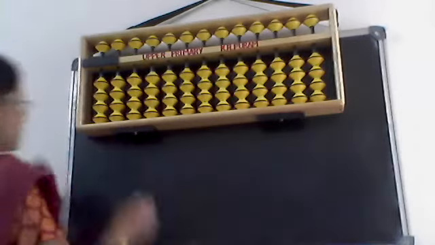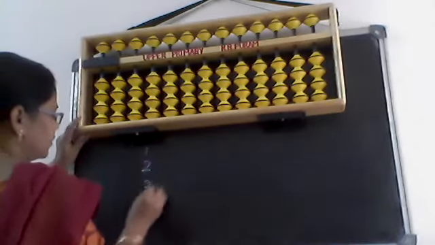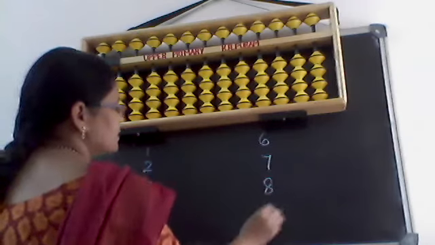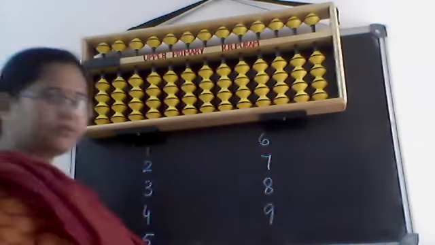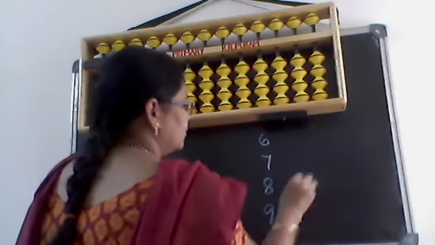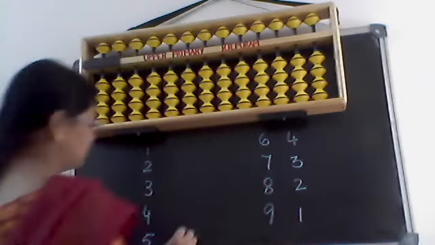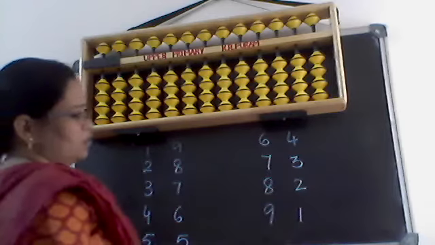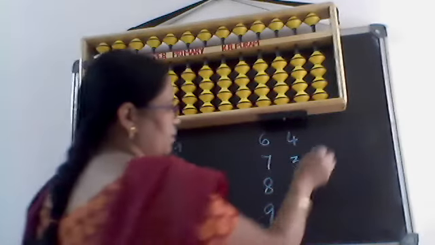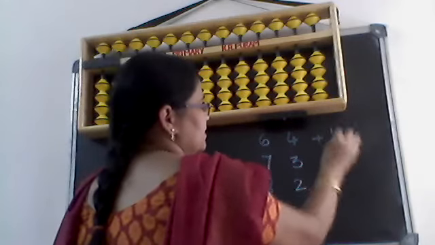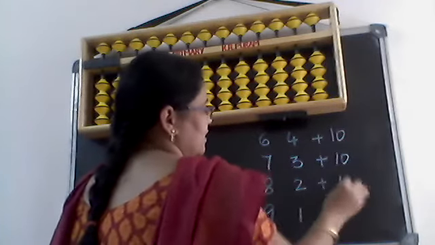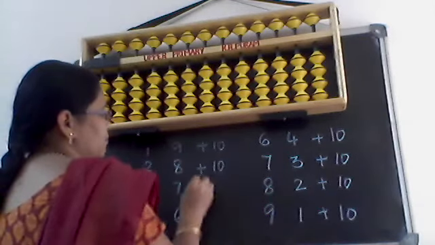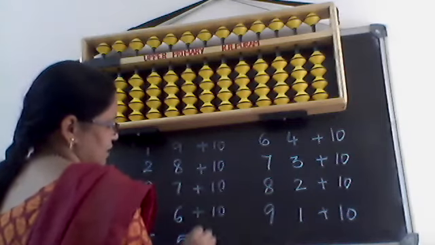Let's recall how to write 1, 2, 3, 4, 5, 6, 7, 8, 9. We have to write in the reverse order. 1, 2, 3, 4, 5, 6, 7, 8, 9. Now you put a plus 10, you just add it. Plus 10 everywhere.